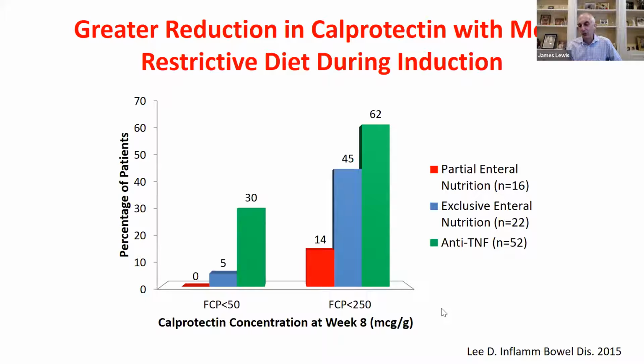But the better efficacy with exclusive enteral nutrition over partial enteral nutrition does suggest that maybe there was something in the food that the partial enteral nutrition children were consuming that was driving the inflammation.